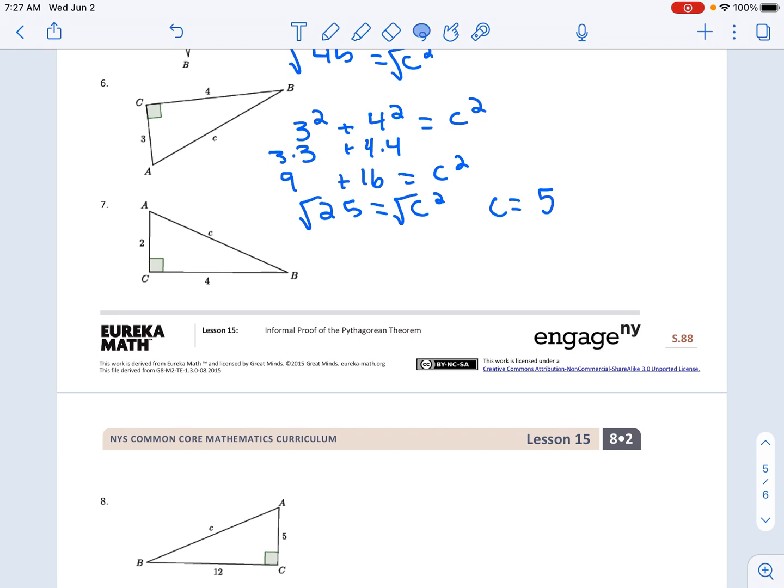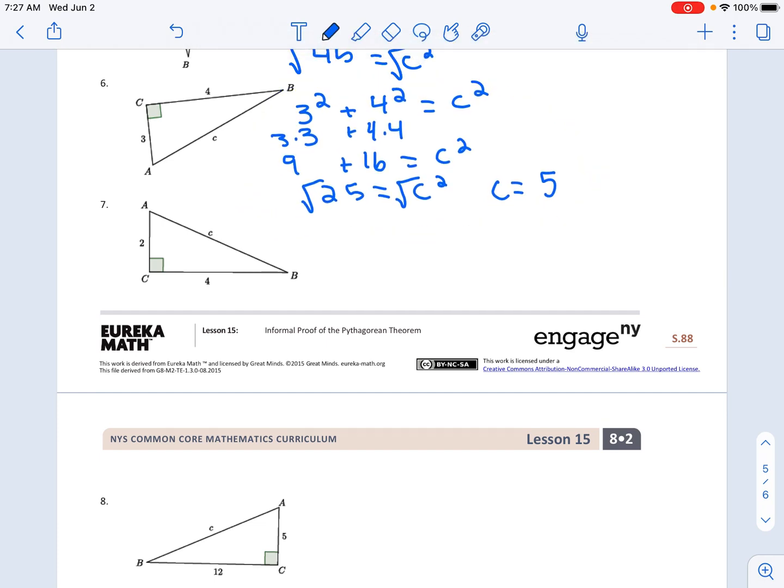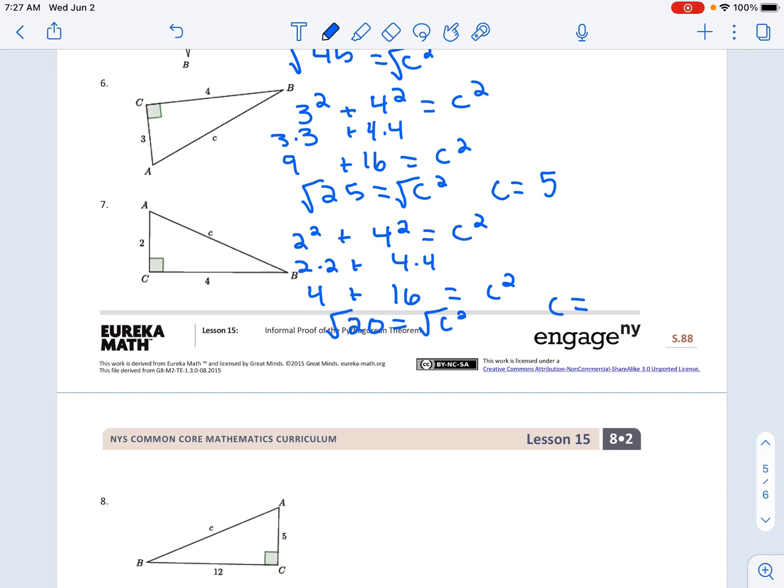All right, I do need a little bit more room below here, so I'm going to move this up just a little. All right, we have straight side of 2, straight side of 4. 2 times 2 is 4. 4 times 4 is 16. 16 plus 4 is 20. Get rid of the square, using square root. The square root of 20, so c by itself, I have to round, is 4.5.